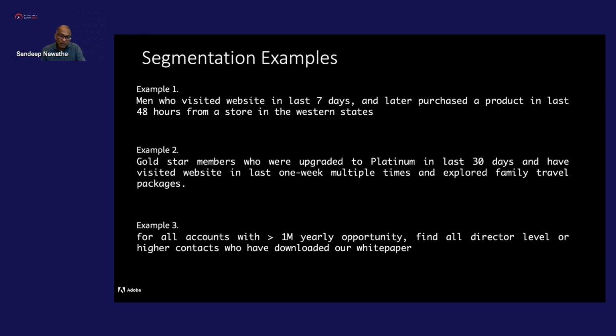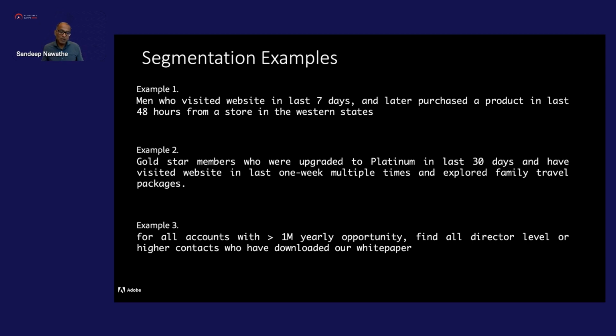Multiple times in a week requires actually kind of just counting across the time, as well as trying to understand that the visits were specific about family travel packages. So you need to know that the packages that were explored were the family travel packages, which may require a dimensional join. So that's the characteristic of the second one.